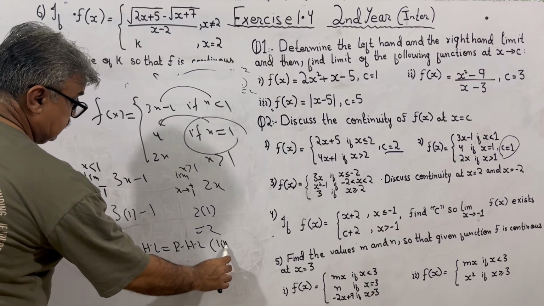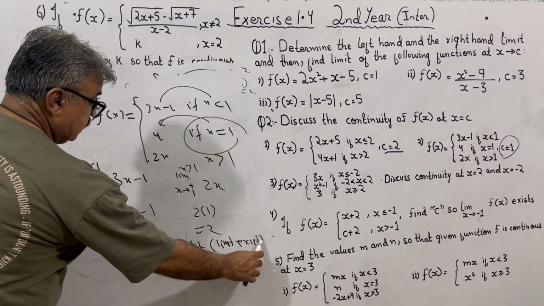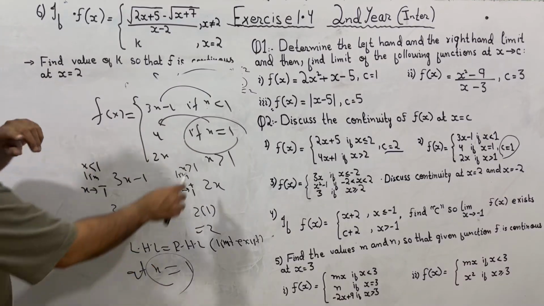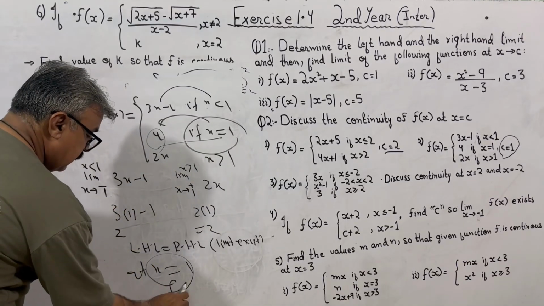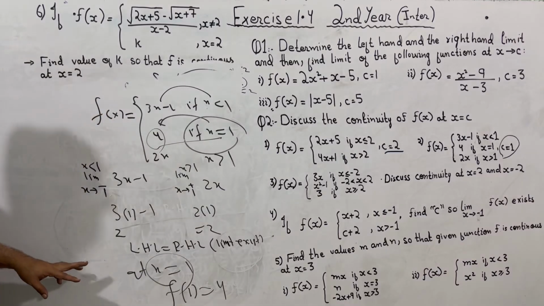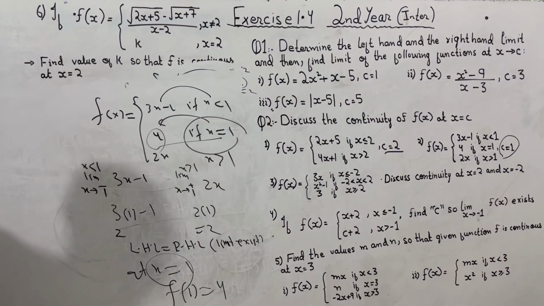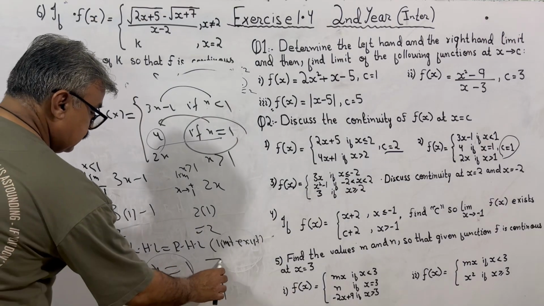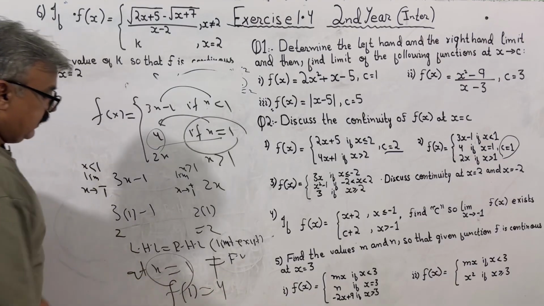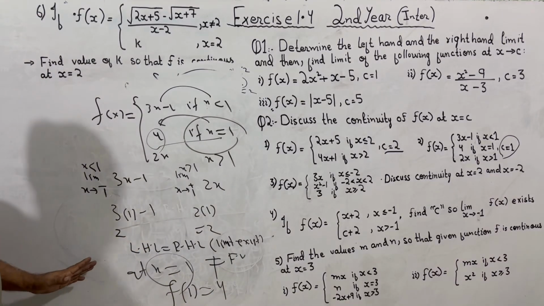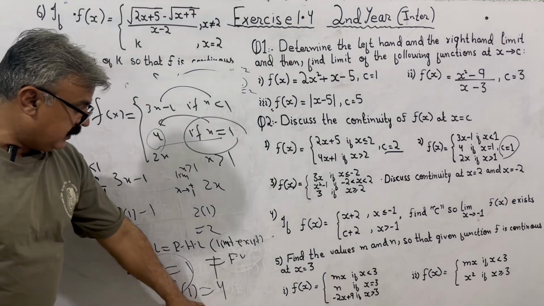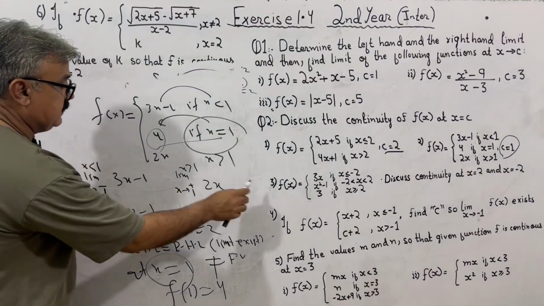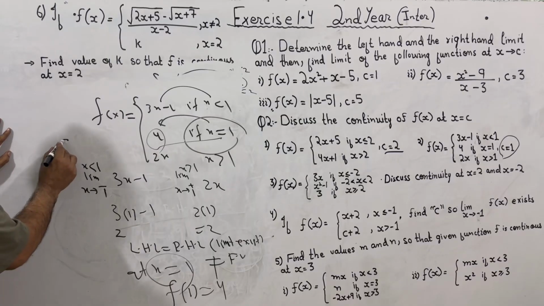Limit exists. What about function value? At x is equal to 1, we are given it directly, straightforward without calculation, it is 4. So our function value at x is equal to 1 is 4. In that case, only the limit exists, but the function value is different. Limit value is 2, function value is 4, so it is not equal. So the function is not continuous at x is equal to 1. The function is discontinuous at x is equal to 1.